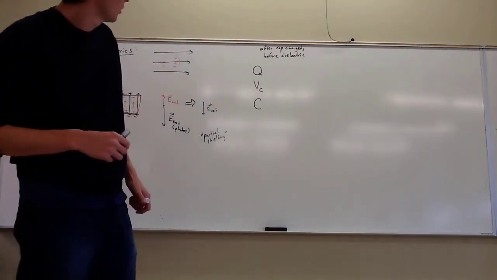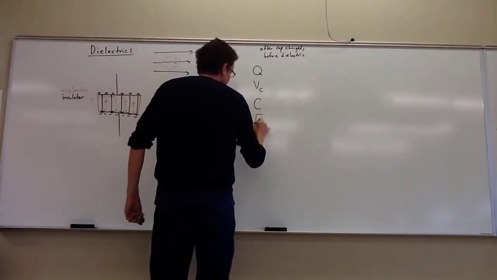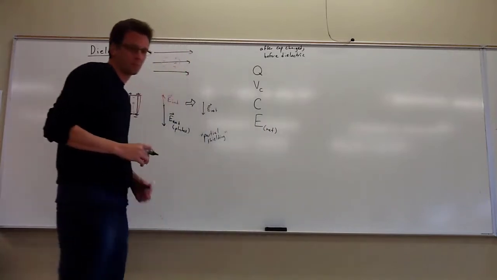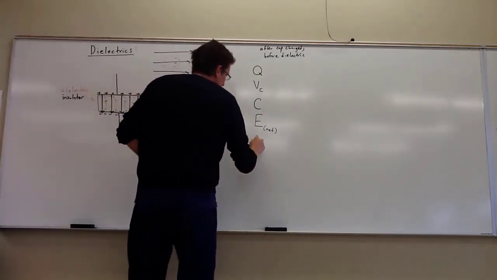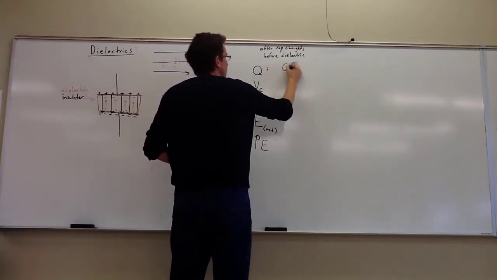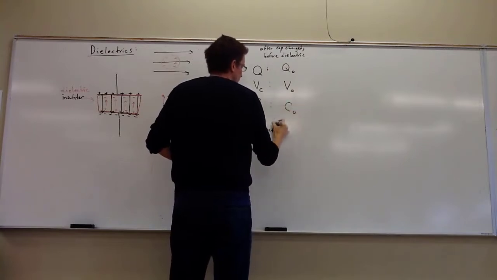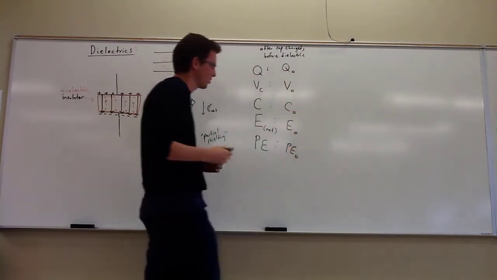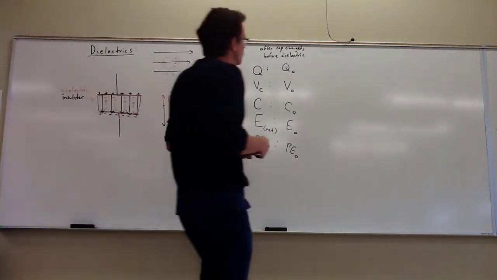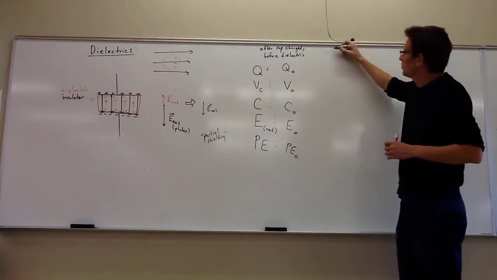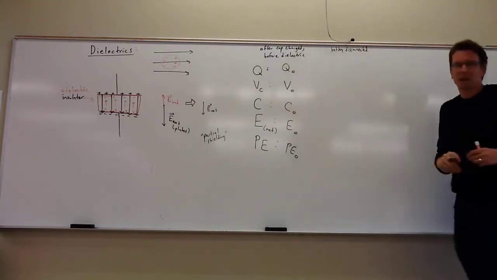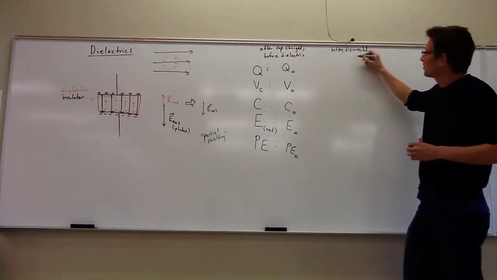Let me make sure I get everything on my list. I want to talk about electric field. Sorry, these aren't going to be in the best order, but they're all going to be there. So this is going to be E net. And talk about potential energy. I'll give them just Q naught, V naught, C naught, E naught, and PE naught. Those are the values that I'm going to jump off from, okay? So the next stage I'm going to look at is the battery is still disconnected. I've removed the capacitor from its charging battery, but now I'm going to insert the dielectric.